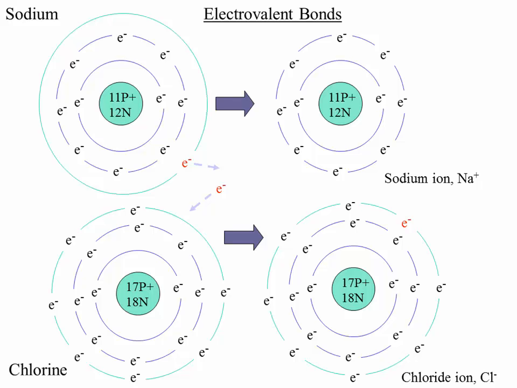It will form a positively charged sodium ion because it's lost one negative charge. And chlorine will get that extra electron and form the negatively charged chloride ion. So the positively charged sodium ion and the negatively charged chloride ion will naturally attract each other, and they'll be held together by the bonds of electrostatic attraction. So this is an example of what is called an electrovalent bond, where there is a transfer of electrons to produce the bond.